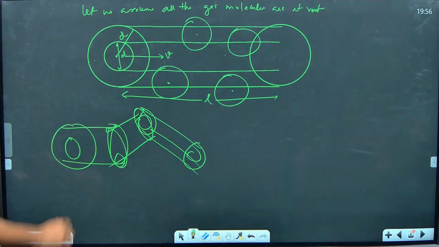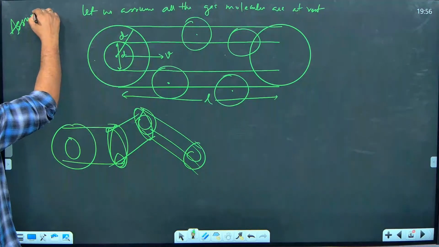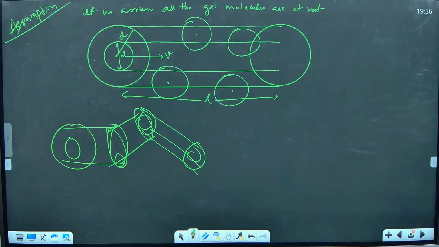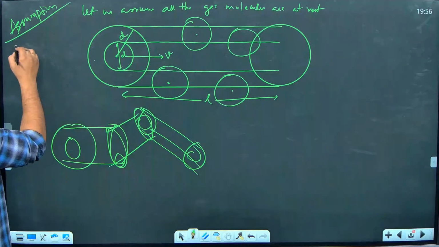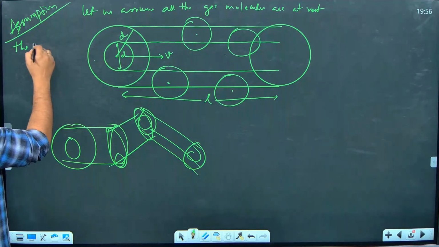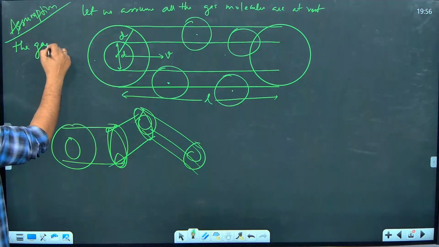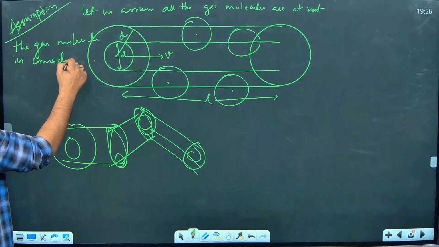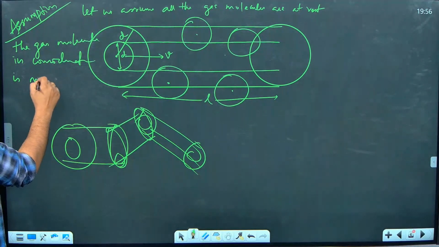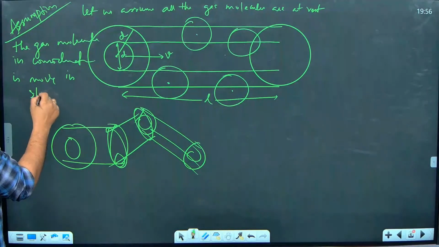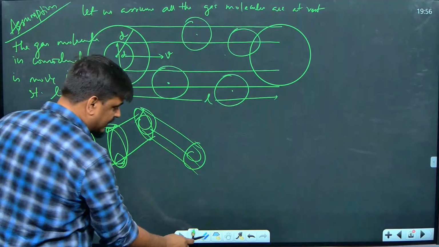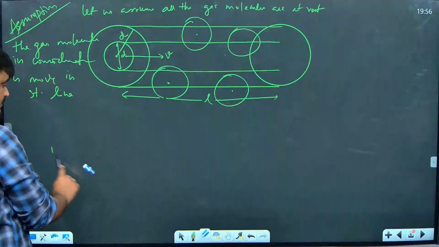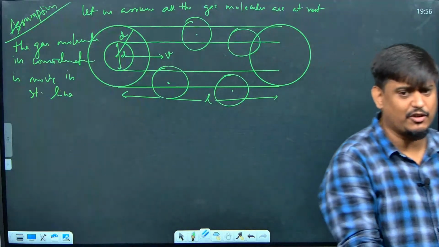Second assumption. Assumption 1 was that all the gas molecules are at rest. The second assumption is that the gas molecule in consideration is moving in a straight line. You understand the assumptions that I have made? I hope it is clear. It has a velocity v.